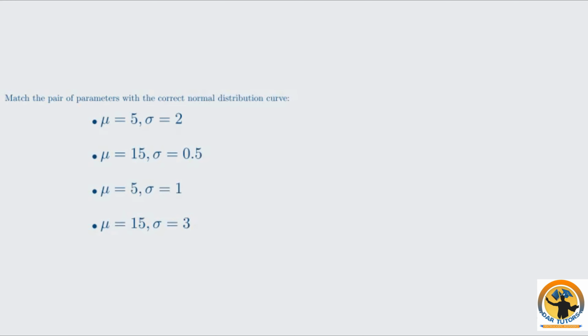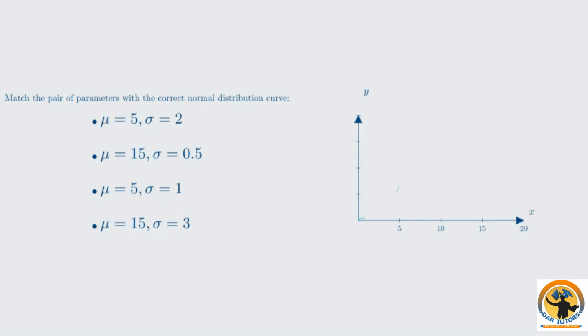Let's put our understanding of the parameters mu and sigma into practice. Here's a typical IB question. We have 4 different normal distribution curves, A, B, C, and D on the same set of axes. Our task is to match each curve with its correct pair of parameters. Remember, the mean mu determines the center, and the standard deviation sigma determines the spread.